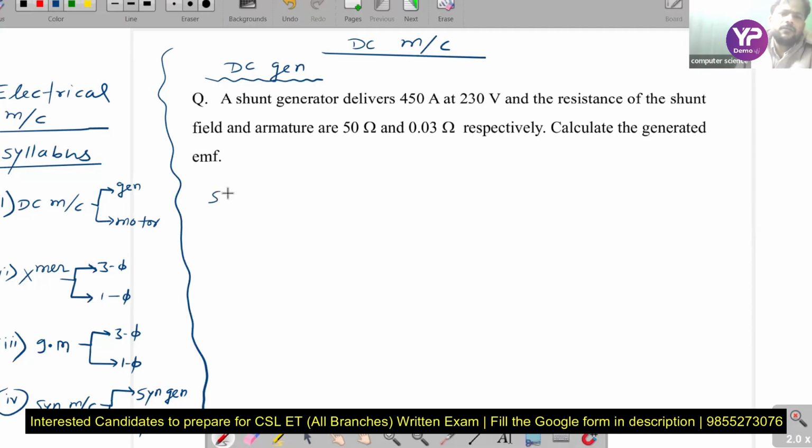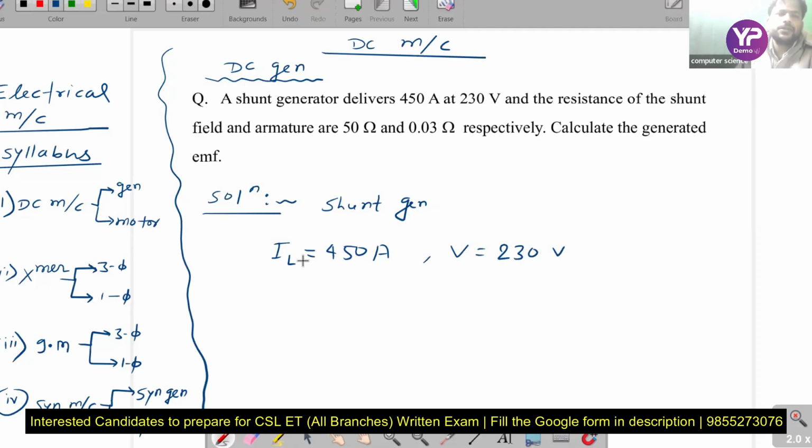First question: a shunt generator delivers 450 ampere at 230 volt, and the resistances of the shunt field winding and armature are 50 ohm and 0.03 ohm. Calculate the generated EMF.